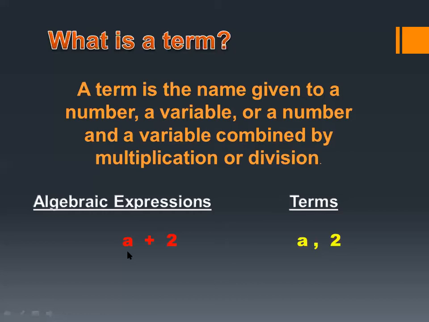Here a is a term and 2 is a term. a is a variable as well, and 2 is a number as well. You can say these are the terms of the algebraic expression. Here you have 3m plus 6n minus 6. Each thing, 3m, 6n and 6, is separated by the signs plus and minus, so each becomes a term. So 3m is a term, 6n is a term, and minus 6 is a term. Signs are very important here, so minus 6 is a complete term.